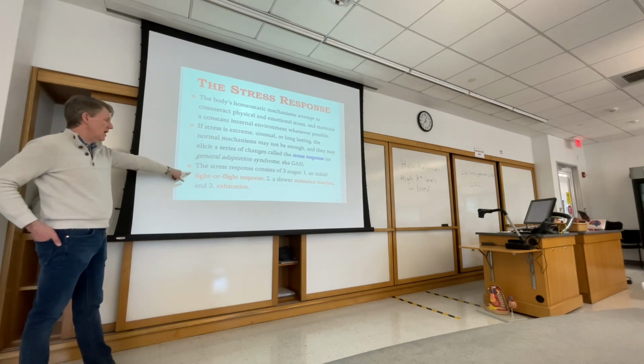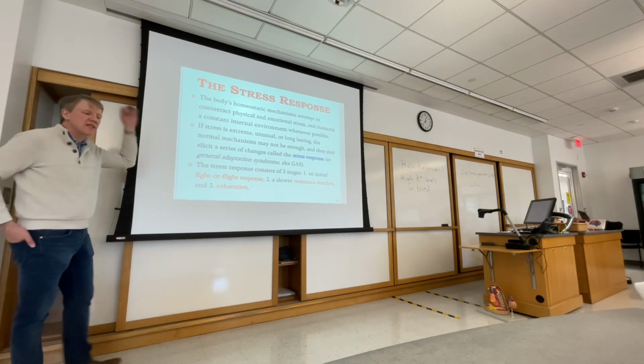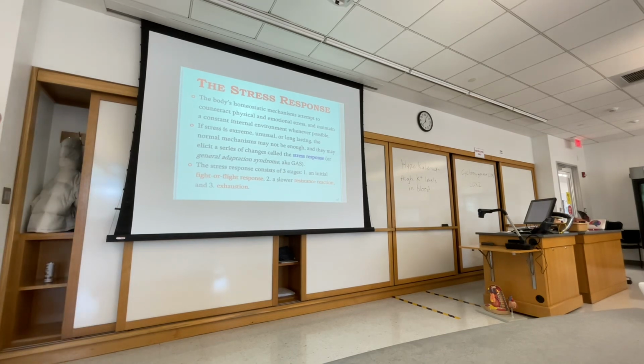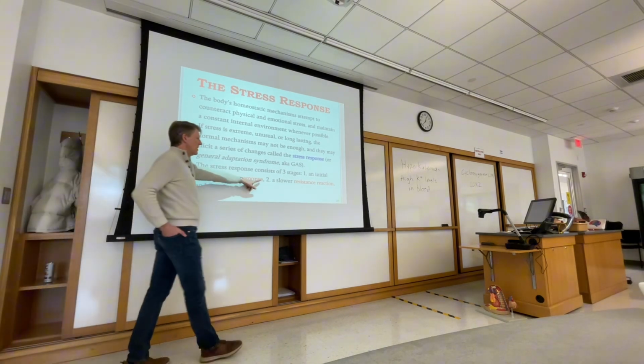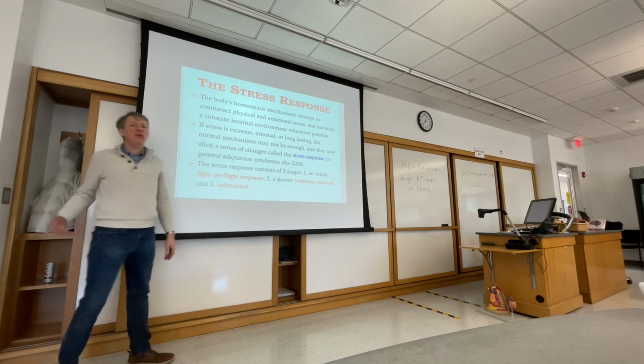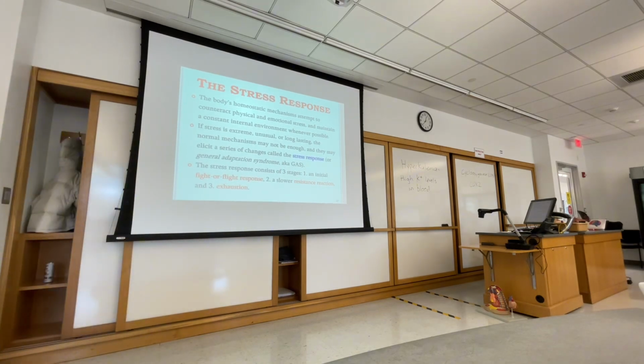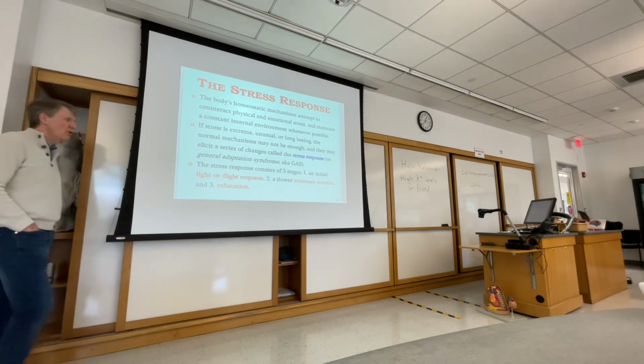So first is essentially a sympathetic response. It's your fight or flight response. It happens quickly because it's easy to turn on the sympathetic nervous system. In the second stage, they call that the resistance reaction. That's when the hormones like cortisol and the other hormones involved in stress start getting released and start playing their part. And then hopefully, if you're lucky, you don't go any farther than that.